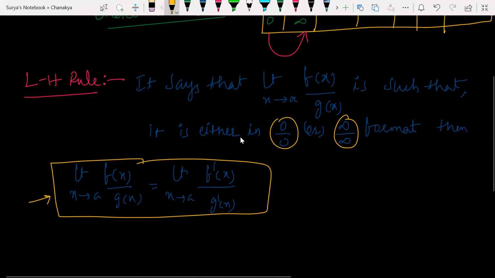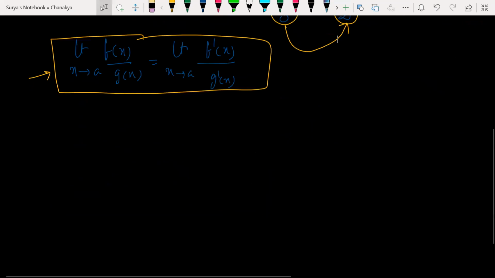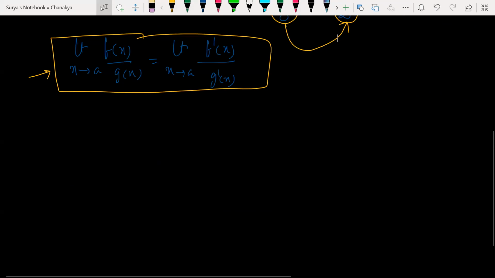Sir, you told that L'Hospital rule can be applied whenever we have 0 by 0 form and infinite by infinite form. How do we get to know that we get 0 by 0 or infinite by infinite form? If we substitute the value of x in a given function and we get 0 by 0 or infinite by infinite, then I can apply L'Hospital rule. Okay, so let us solve simple questions. Don't worry.